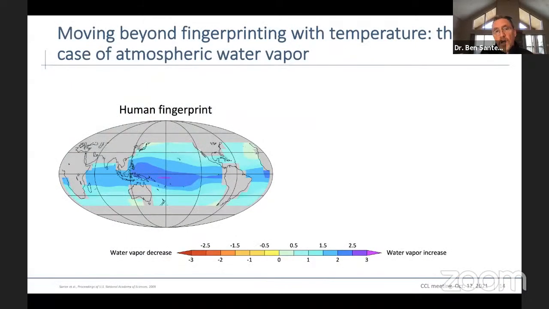So the balance of evidence finding in 1995 was criticized. Most of the fingerprinting back then focused on surface temperature.